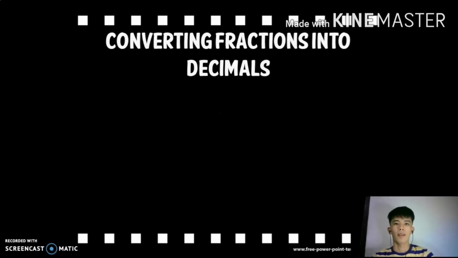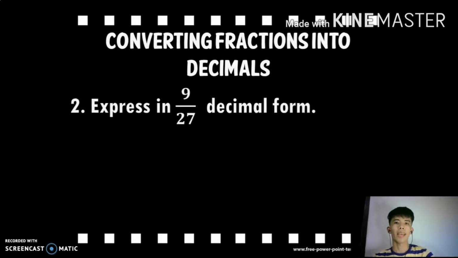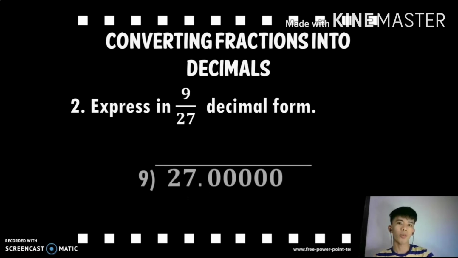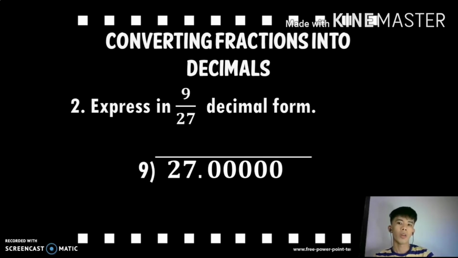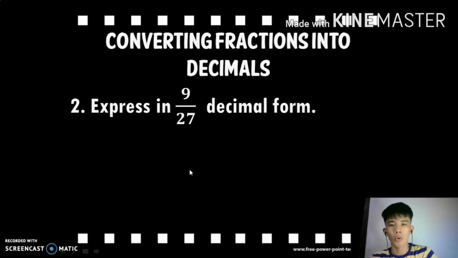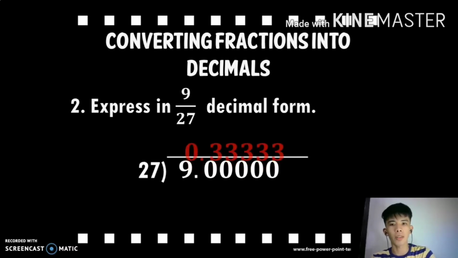Okay, next. Express 9 over 27 in decimal form. So we will make 9 over 27 into decimal form. Just divide, with the 9 inside. Then divide by 27, and the answer is 0.33333.